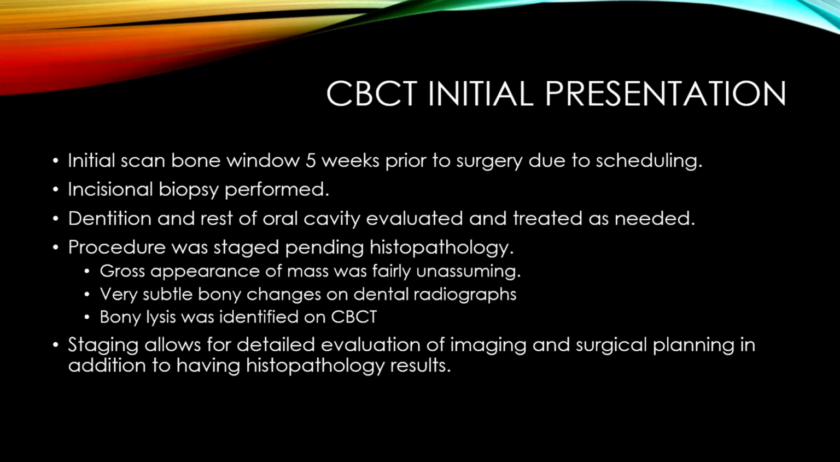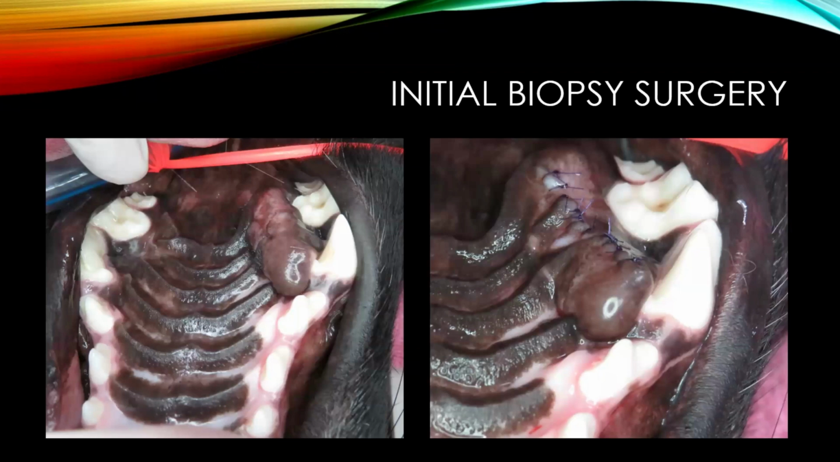So this really didn't look like much. I mean, this is a 2-year-old dog, so it's young. The mass itself was smooth, almost, I would describe it as pillowy. If you looked at the dental radiographs, you'd be hard pressed to say there were any bony changes at all if you didn't know they were there. But you could definitely see them on the cone beam CT. So this is what it looked like at the initial presentation.